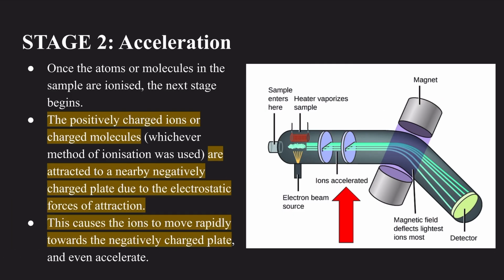So the next stage is acceleration. Once the atoms or molecules in the sample are ionized, the next stage begins. The positively charged ions or charged molecules, again, this will happen whichever method of ionization was used, whether we used electrospray or electron impact, are attracted to a nearby negatively charged plate due to the electrostatic forces of attraction. If you didn't know, like charges repel and unlike charges attract, and this causes the ions to move rapidly towards the negatively charged plate and even accelerate.